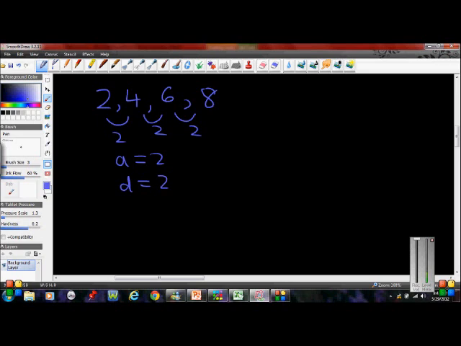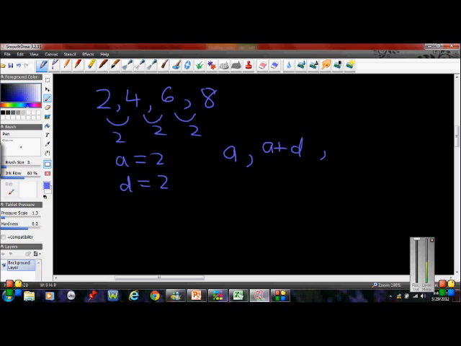So now let's generalize this set of numbers. The first thing we have is a. 2 is a. The second thing is 4. What is 4? It is a plus 2, so a plus d. This is a slightly convoluted example because the a and d values are the same, but you'll still get the general concept.